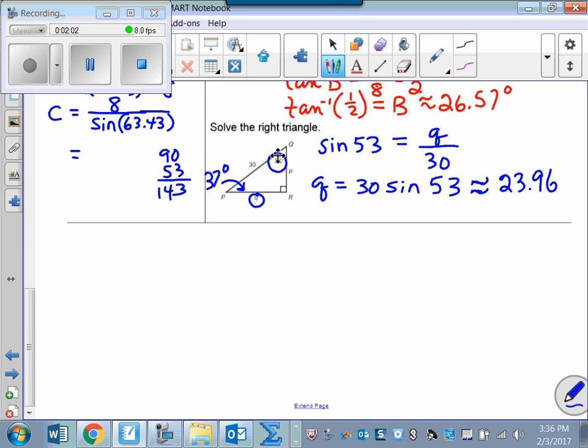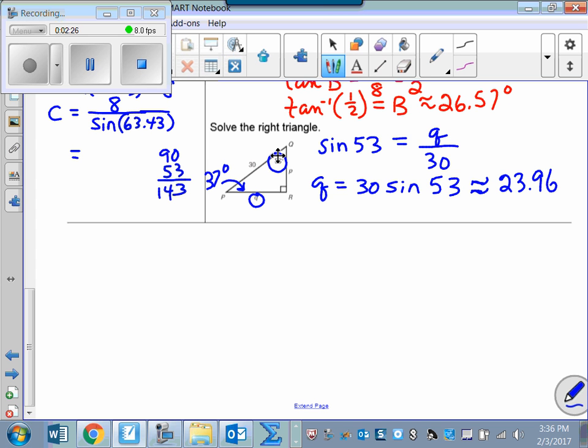Now the only thing left is to find the length of side P. Could I use this 23.96 and the 30, which is the hypotenuse, and the Pythagorean theorem? Of course I could, but that's going to be a lot more tedious than just using another trig function. And besides, I've rounded off side Q, so I'm going to have a slight error in there. So I'm going to use another trig ratio, with the angle 53 again.